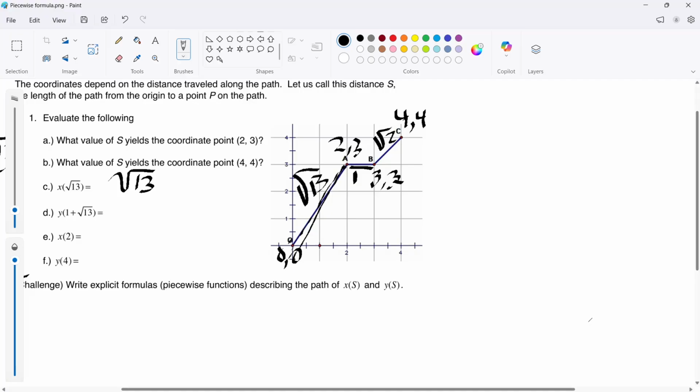Oh, wait a minute. Oh yeah, no, I'm on the right one. Y of 1 plus square root of 13. Well, here's square root of 13, here's plus 1. What's the y value at the end of that distance? The y value is 3.